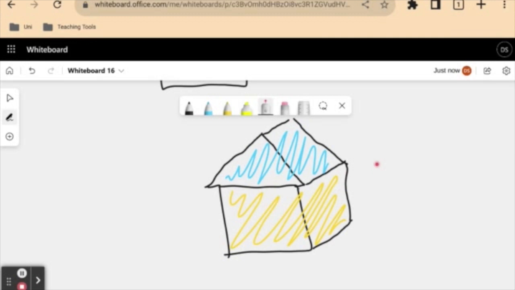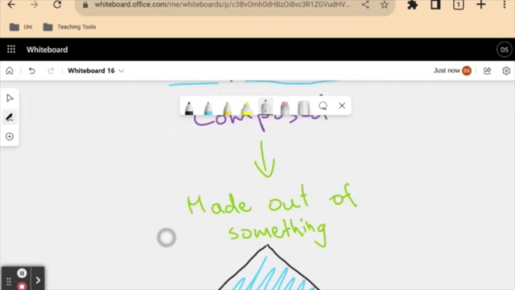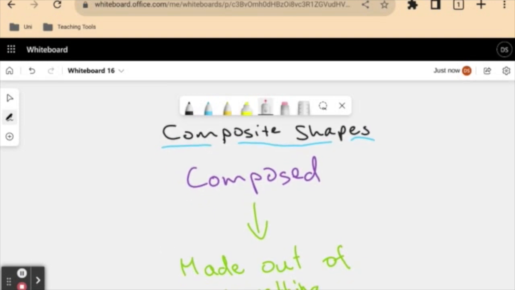I hope that makes sense. This is just a quick video to give you an introduction into composite shapes, which we'll be working with a lot more in future years. But for the time being, that is all we need to know.